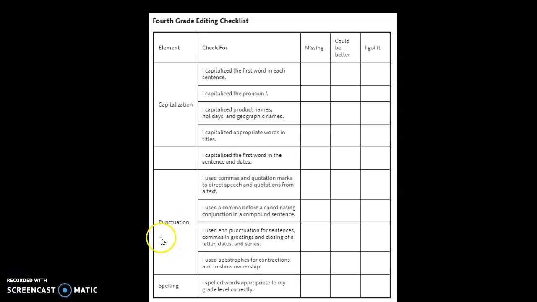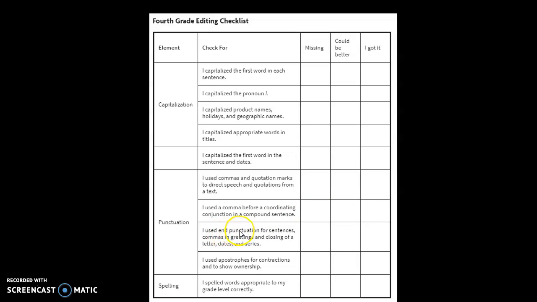The next section of our editing checklist is punctuation. I used commas and quotation marks to direct speech and quotations from a text. That didn't apply to us today, so I will not put anything there. I used a comma before a coordinating conjunction in a compound sentence. Yes, I did, so got that.